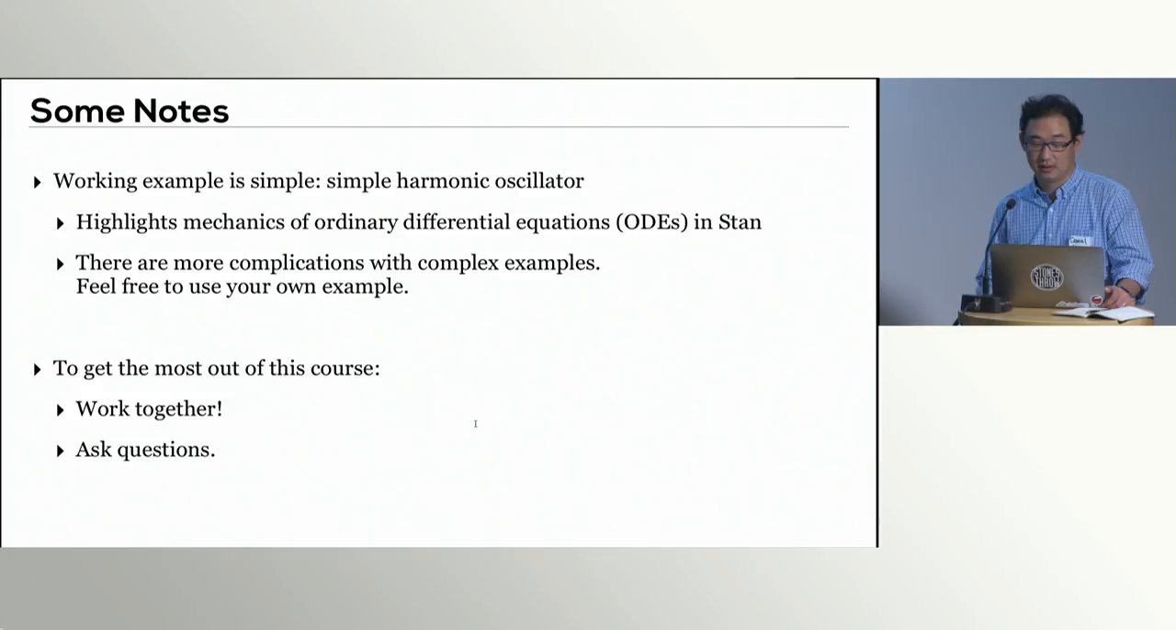Some quick notes. We're going to work with a very simple example. It's going to be the simple harmonic oscillator. It's in the Stan manual, so if you get lost today, no problem. Just go look at the Stan manual and it's there. Why I'm doing this is because we want to highlight the mechanics of ordinary differential equations in Stan and not get bogged down with trying to solve a complex ODE. If you want to use your own example, that's fine. But while we're here, we'll go through a simple example so we can work on all the scaffolding that needs to go with ODEs.